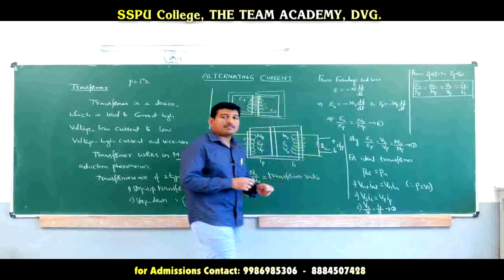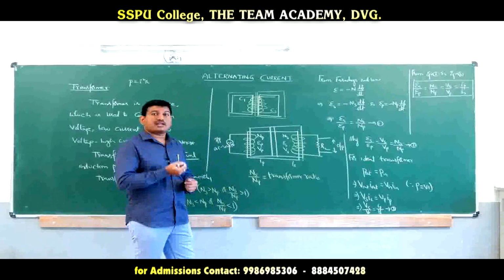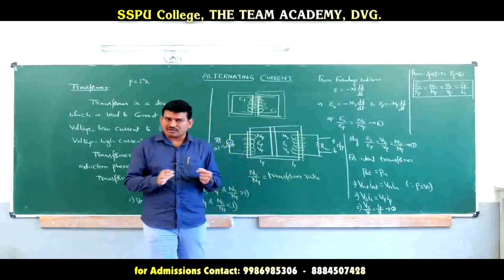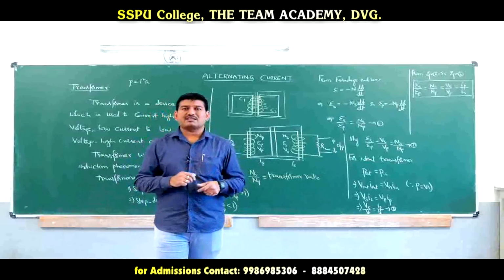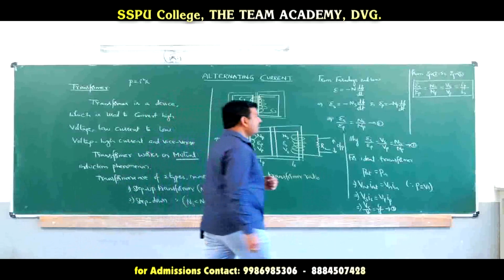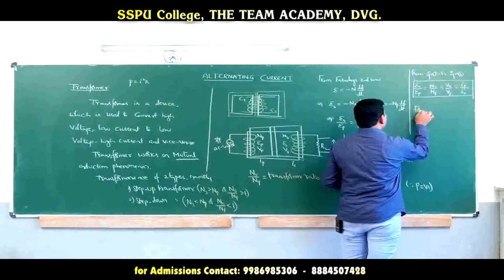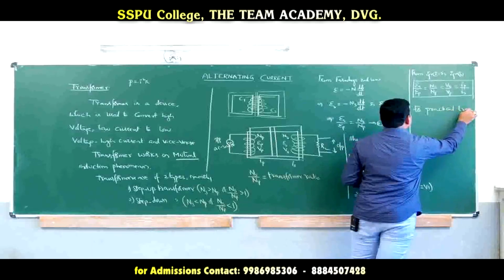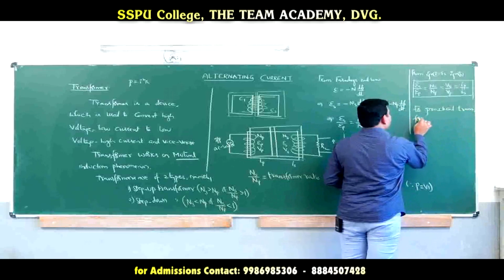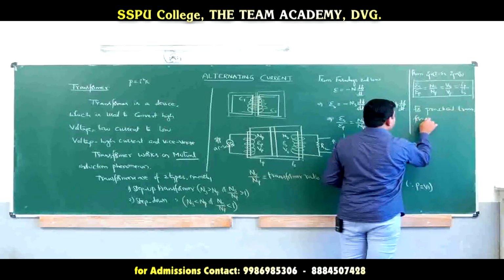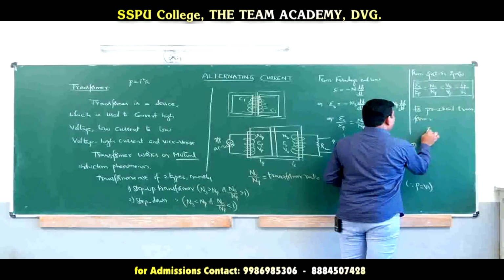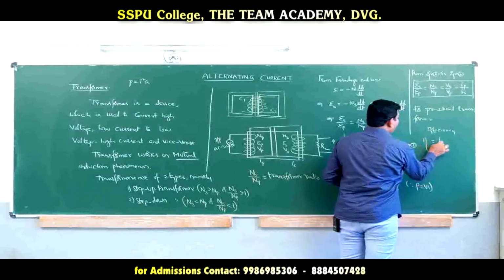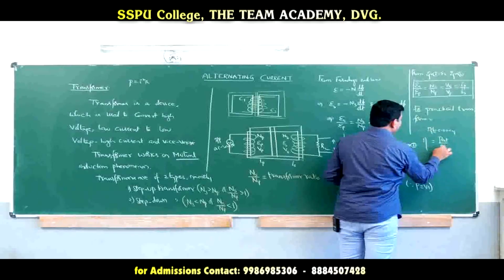Before that, if it is not an ideal transformer, if it is a practical transformer, the efficiency is never 100%. Efficiency is nothing but output power divided by input power. Therefore, the efficiency of a practical transformer is given by output power divided by input power into 100.